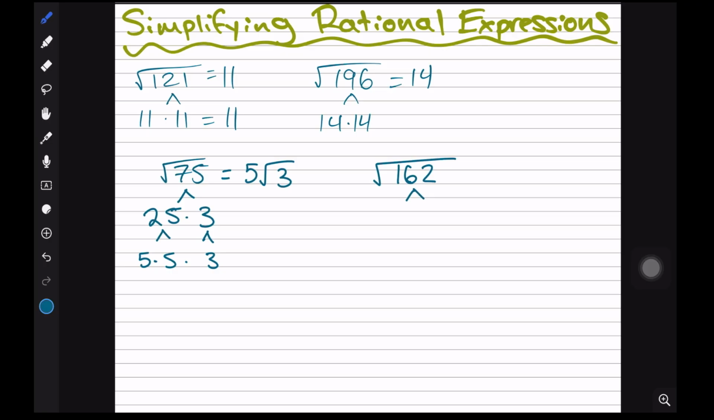So that's the pattern. And now let's take the square root of 162. That's going to be 18 times 9. Now 18 you can break down as 9 times 2. And you still have that other times 9. And there you go. You have a pair. So you have 9 square root of 2.